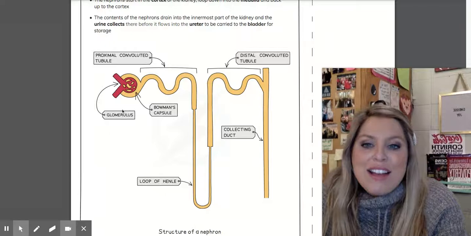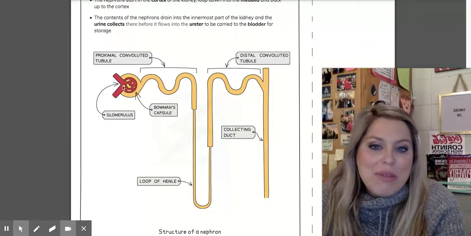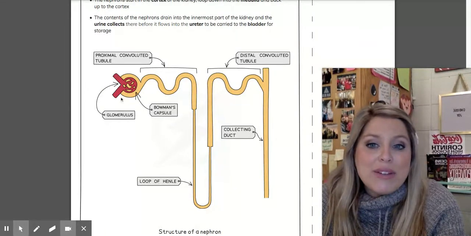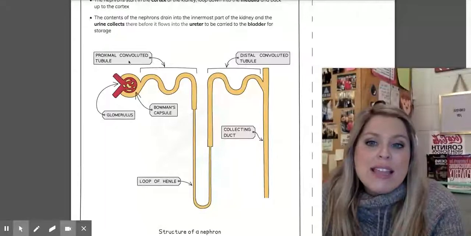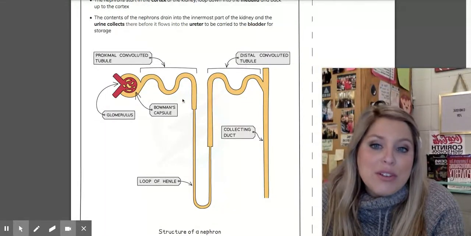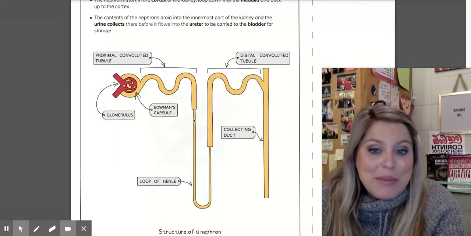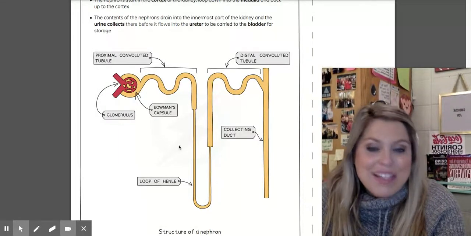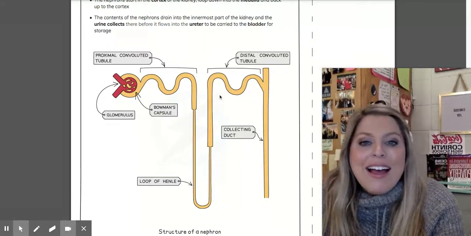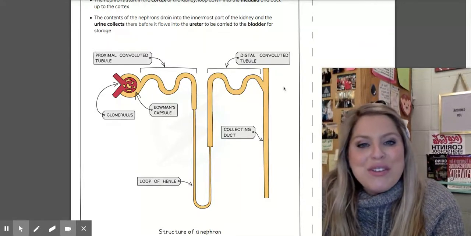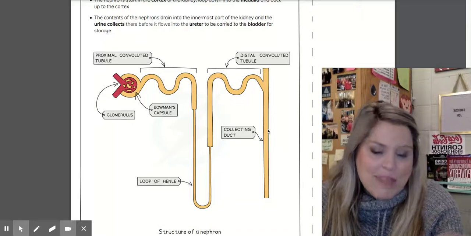In the nephron, we have the first point of contact with blood at the glomerulus, which is surrounded by the Bowman's capsule. Then we have the proximal convoluted tubule. We have something called the loop of Henle, and it's a big loop. Henle is the man that discovered it, so it's the loop of his name. And then the distal convoluted tubule, followed by the collecting duct, where everything collects at the end.